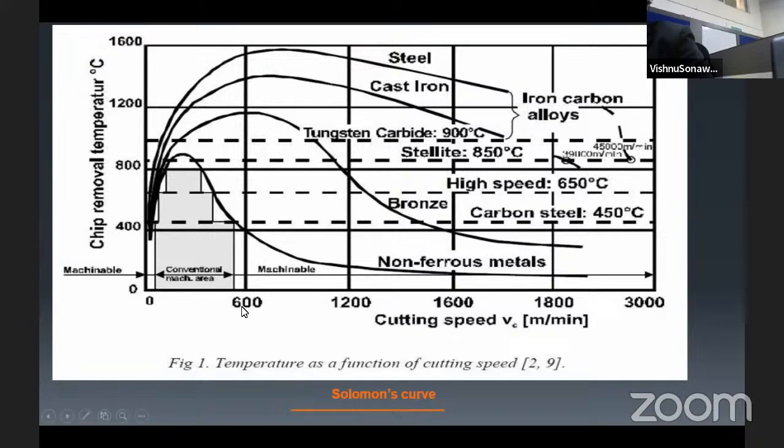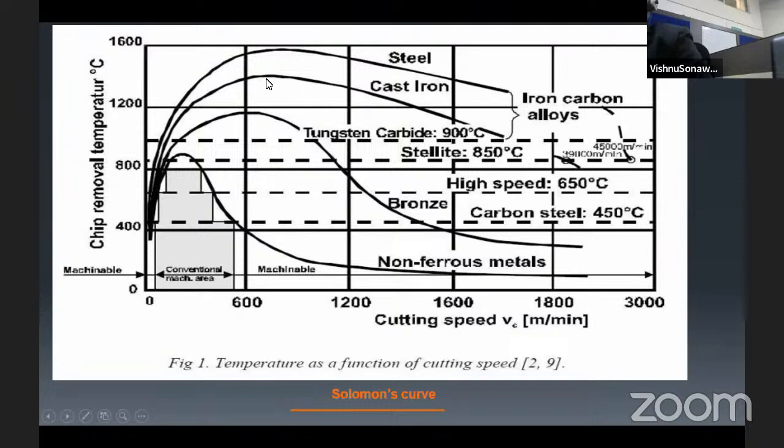But when we are increasing the cutting speed of this machining center, 600 onwards, see, in the case of steel material, the temperature will rise. Here, in this graph, the temperature will be 1600, and the cutting speed will be up to 1600 meters per minute.